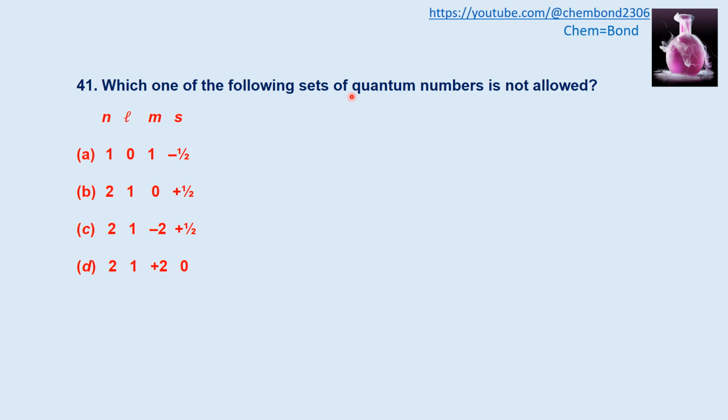Which one of the following sets of quantum numbers is not allowed? There are 4 sets of quantum numbers given, that is principal, azimuthal, magnetic and spin quantum number, and each value is given. Which one of the following is not correct? If we look at these values, here the spin quantum number has 0 value. It is not allowed because the spin quantum number will either be minus half or plus half. It must have some value. So the answer is D.